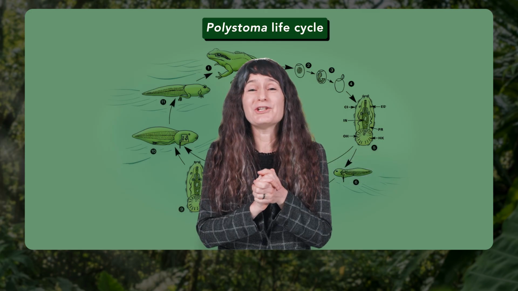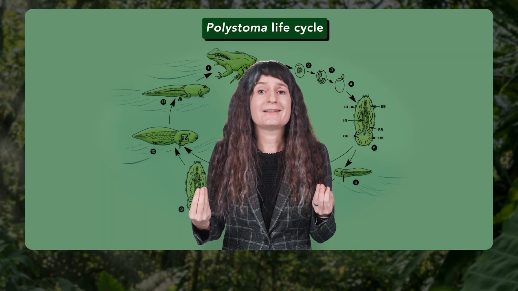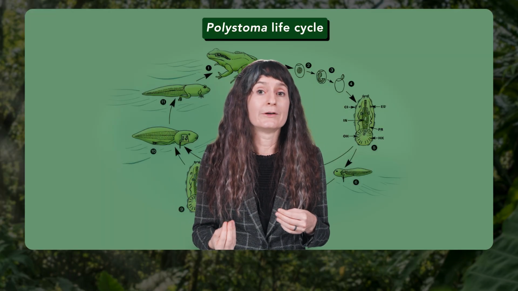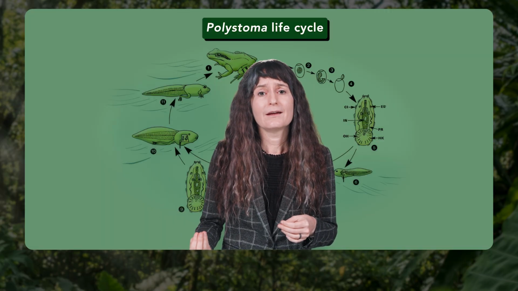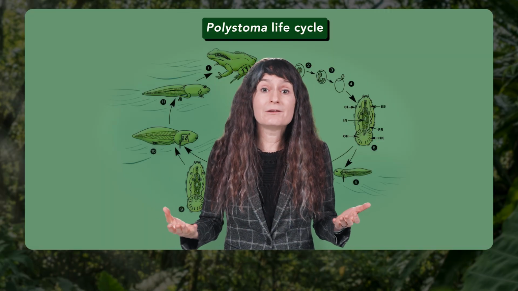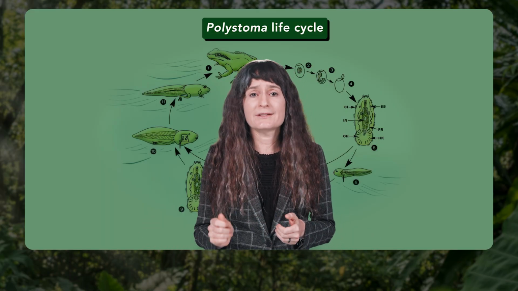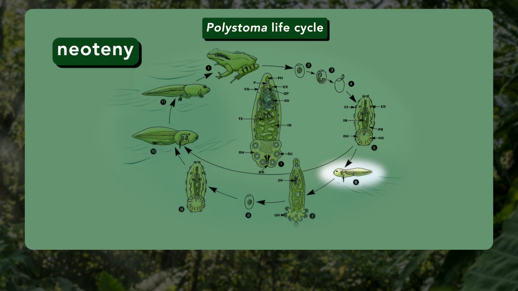And now it gets even trickier. It might be amazing enough that Polystoma is able to read its own host's sex hormones and use those hormones as a cue for when to begin its own breeding cycle. But if they find themselves being released early in the breeding season, some of these oncomiracidial larvae will actually attach onto the external gills of the tadpoles and begin a whole different life cycle that we call neoteny.